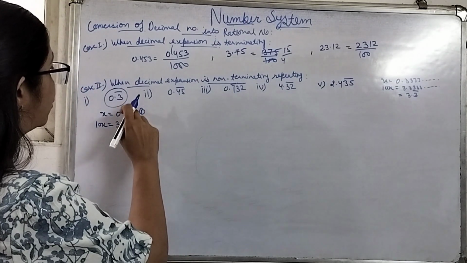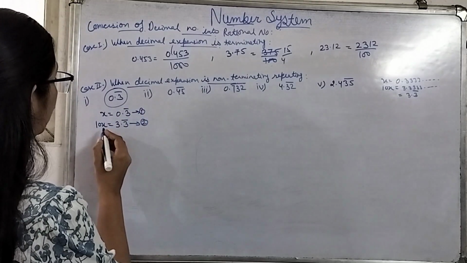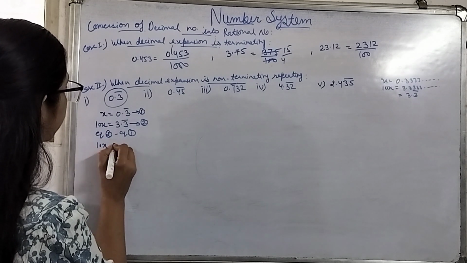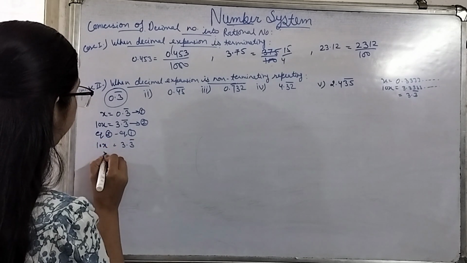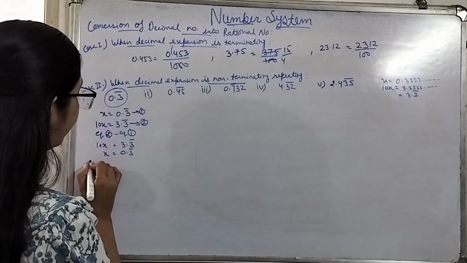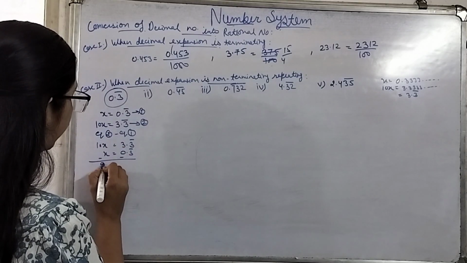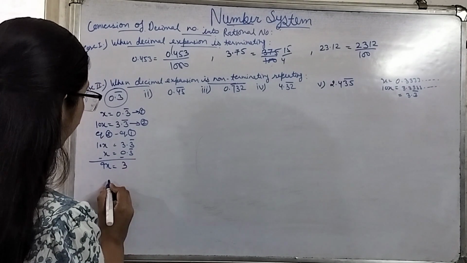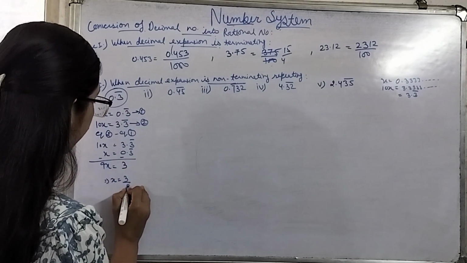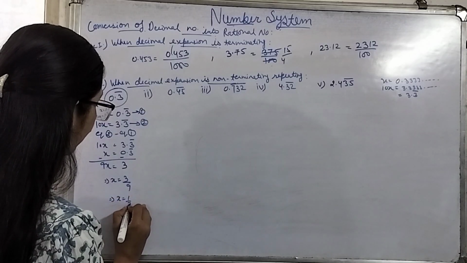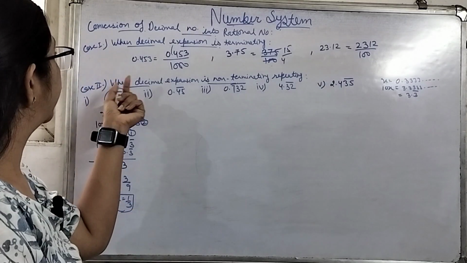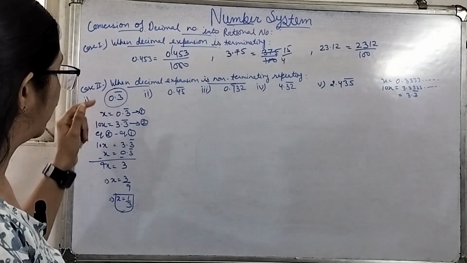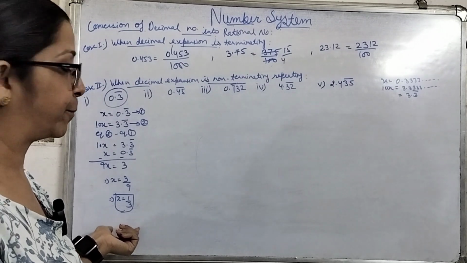Now if we subtract these two equations, equation number 2 minus equation number 1, it will be 10x is equivalent to 3.3 bar and x is equivalent to 0.3 bar. If we subtract, this will be your 9x is equivalent to 3, as 0.3 bar and 0.3 bar are going to cancel. And x will be 3 upon 9, or we can say x is equivalent to 1 upon 3. That means if the decimal representation is 0.3 bar, its rational number in the form of p upon q, we can write as 1 upon 3.